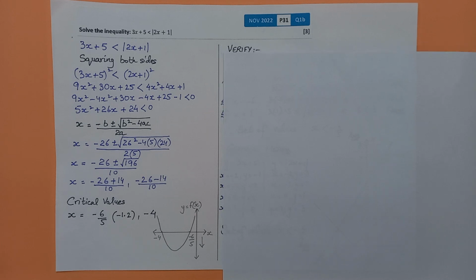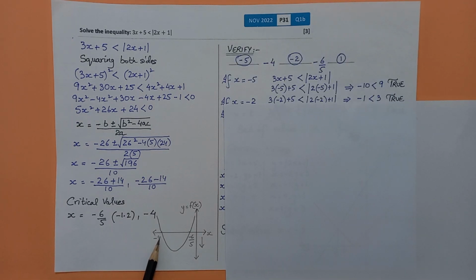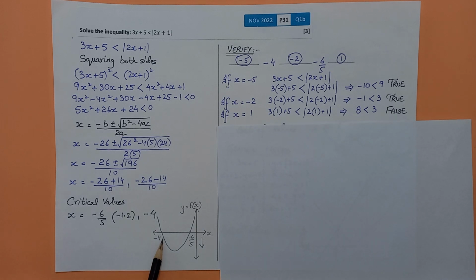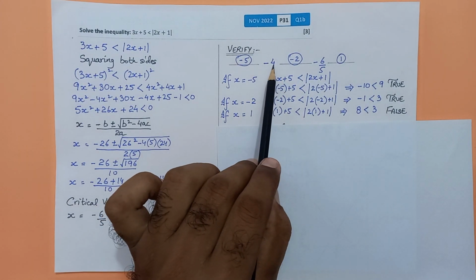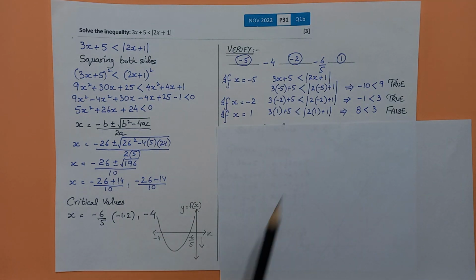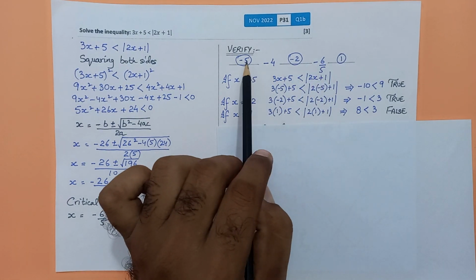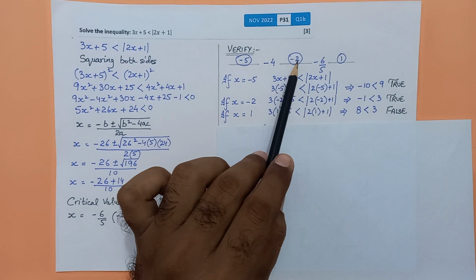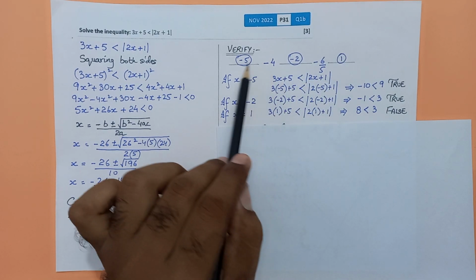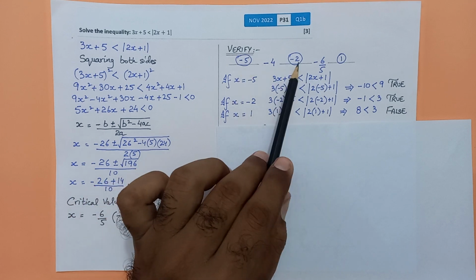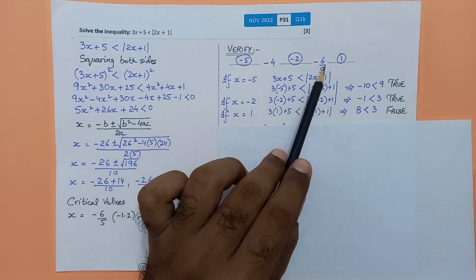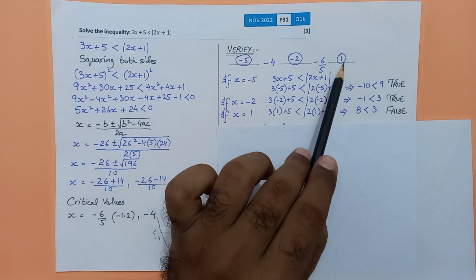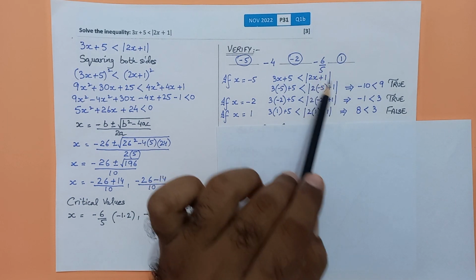You have three areas. One area is less than negative 4. One area is between negative 4 and minus 6 upon 5, and the third area is greater than minus 6 upon 5. So I have written minus 4, which is one of the critical values, and minus 6 upon 5, the second critical value. As I said, I have three areas. Just take any values which lie in those three areas. I have taken negative 5, which is less than negative 4. I have taken negative 2, which is between negative 4 and negative 6 upon 5. I have taken 1, which is definitely greater than minus 6 upon 5.